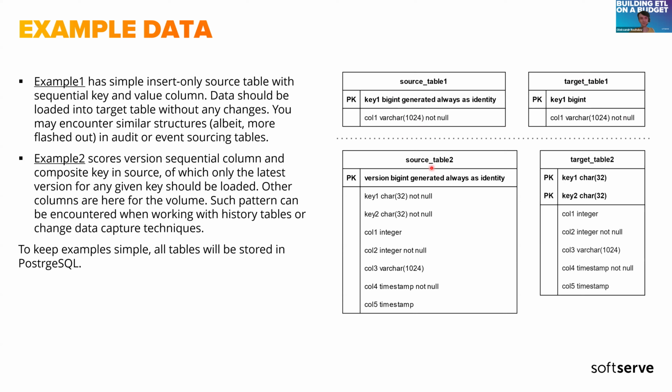Example 2 has a version sequential column and a composite key in the source, of which only the latest version for any given key should be loaded. Other columns are here for the volume. Such a pattern can be encountered when working with history tables or change data capture techniques. To keep examples simple, all tables will be stored in Postgres.